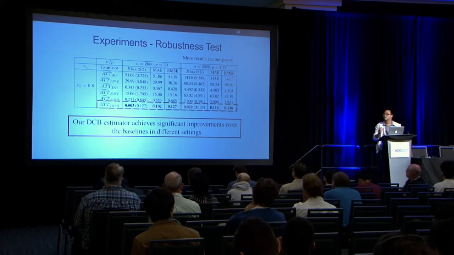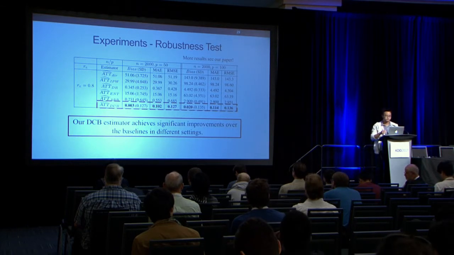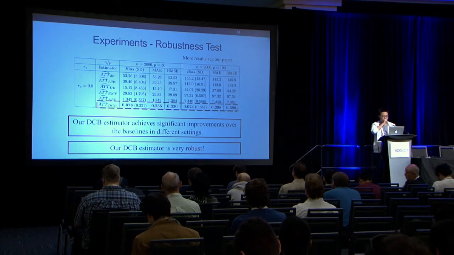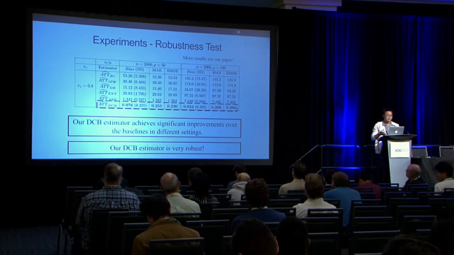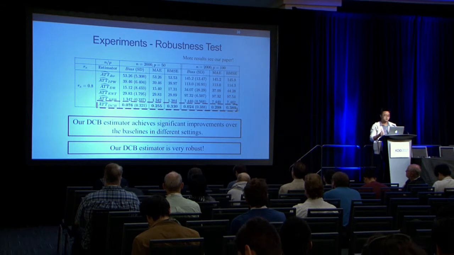With considering the differentiating confounders, our DCB estimator achieved the best performance in the treatment estimation. Here is the result on the nonlinear setting. From the result of all the settings, we find our DCB estimator achieved the best performance. That means our DCB estimator is very robust for treatment effect estimation.